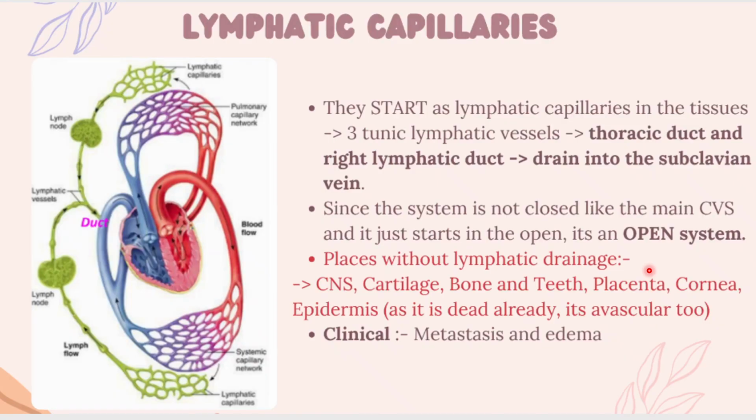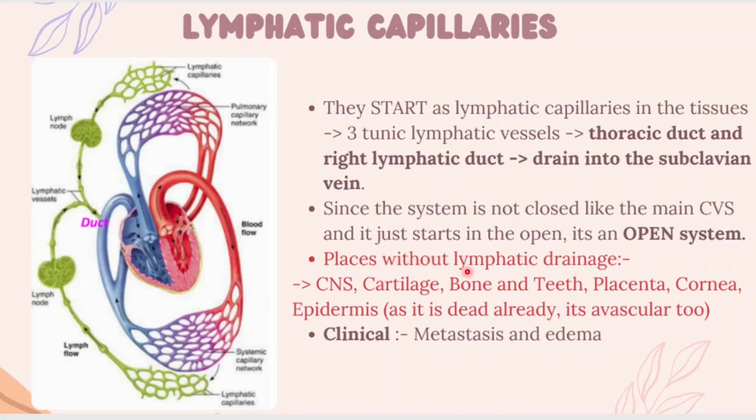Now we have lymphatic capillaries. Our lymphatic vessels also have three tunics. And you should also know it's an open system, because you can see that lymph goes outside, but blood stays within the vessels. It'll never go outside. But lymph can go into the tissues and all that. So it's an open system.